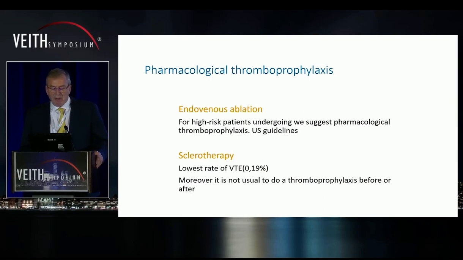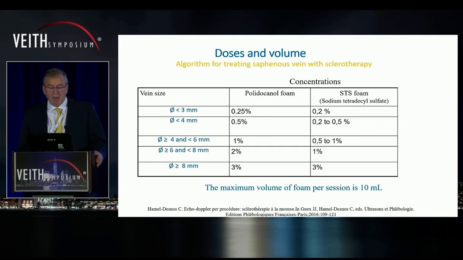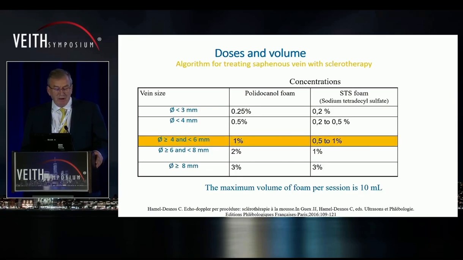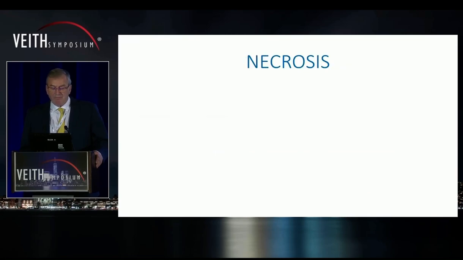For high-risk patients undergoing ablation, we suggest pharmacological thromboprophylaxis according to the US guidelines. But sclerotherapy has the lowest rate of venous thromboembolism, and it is not usual to do thromboprophylaxis before or after. We have a treatment algorithm for sclerotherapy according to vein size. For example, when the vein is 4 millimeters or more and less than 6, we prefer polidocanol foam 1% or STS 0.5 to 1%, and again no more than 10 cc of foam.